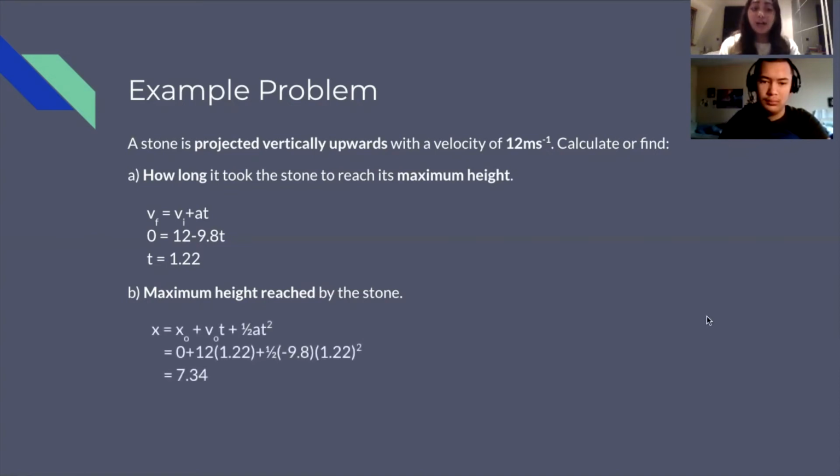And for the maximum height, if we use this equation, we basically just need to plug in the values we already have, which is by how we solved the time. Plug that in and we get around 7.34 meters.